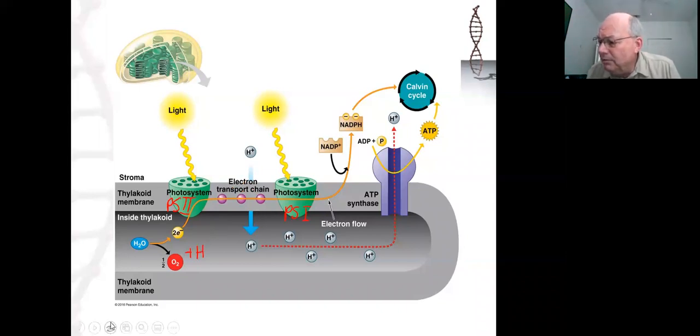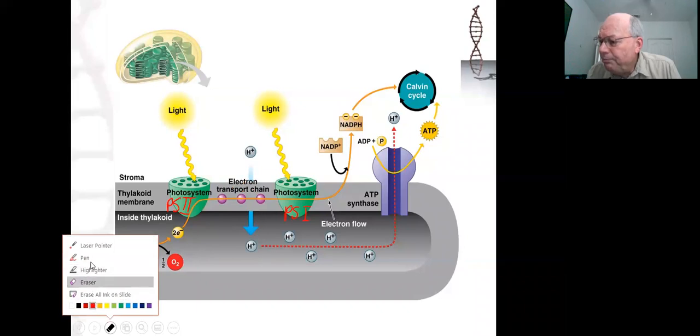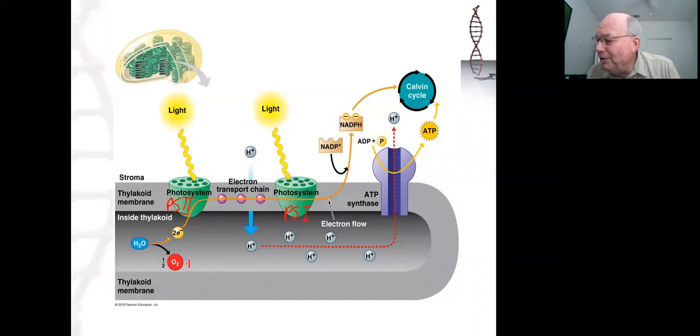Actually, let me do this way. Because this is something that the book has left out of this diagram. Remember, the water splitting also gives rise to hydrogen ions. So those hydrogen ions join the hydrogen ions that have come across as a result of the electron transport chain activity and contribute to the making of ATP. And you can see the ATP synthase also sitting there in the thylakoid membrane, utilizing the flow of hydrogen ions to make ATP.